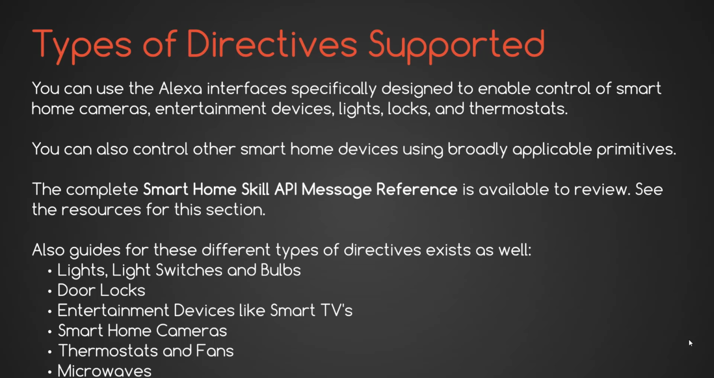In addition to what we've already mentioned in the previous slides, you are also able to communicate with smart home devices using broadly applicable primitives. And essentially, it can get pretty complex, but the good news is that the Alexa site actually provides various guides for dealing with each of these different types of directives. So there are directives for lights, light switches and bulbs, door locks, entertainment devices like smart TVs, smart home cameras, thermostats and fans, and microwaves.